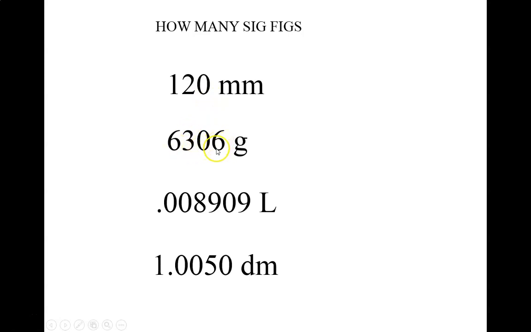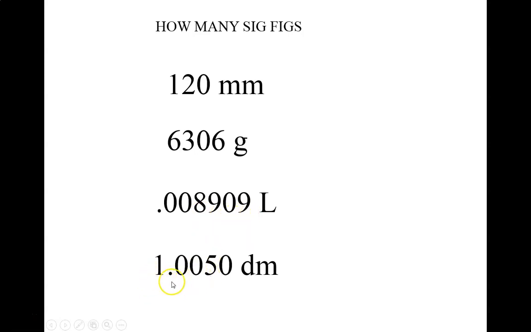6306. The 6, the 3, and the 6 are always significant. Sandwich rule says the middle 0 is a sig fig, so that's got 4 sig figs. This number: left rule tells me that these zeros are not significant. They're to the left of all the 1, 2, 3, 4, 5, 6, 7, 8, 9s. And this 0 is significant based on either rule, either sandwich rule or right rule. So this has got 4 sig figs.